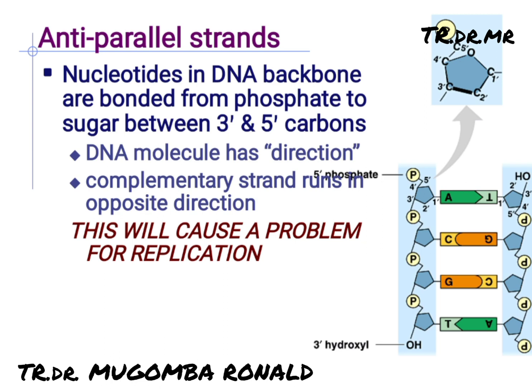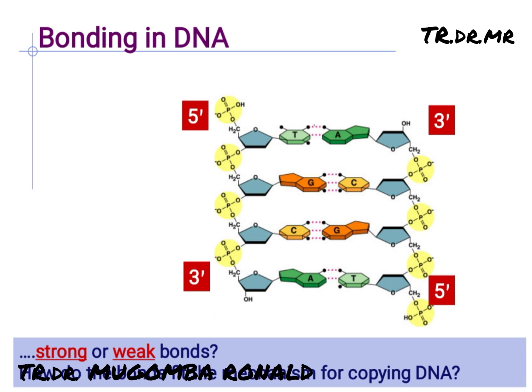If one is moving 3' to 5', the other one is moving 5' to 3'. You can all see that. So we have 5' to 3', then we have 3' to 5'. So that is the basic structure. So we can go ahead and look at the different types of bonds that are forming the DNA.